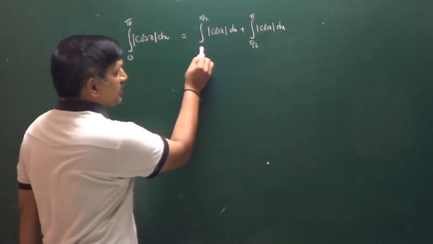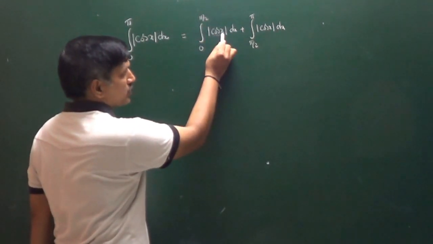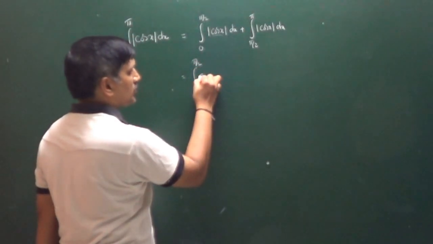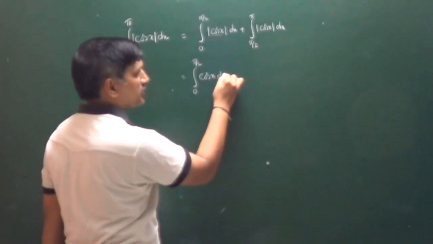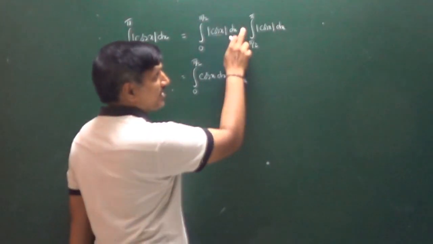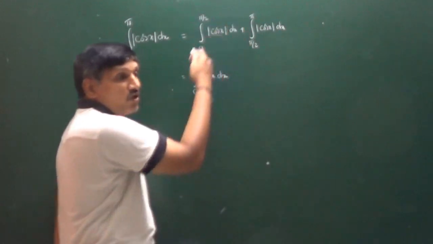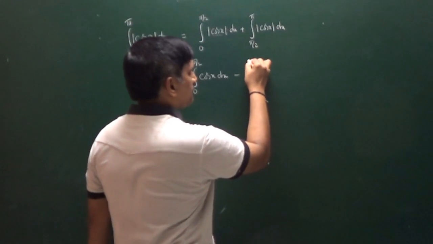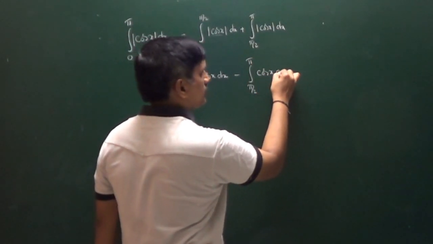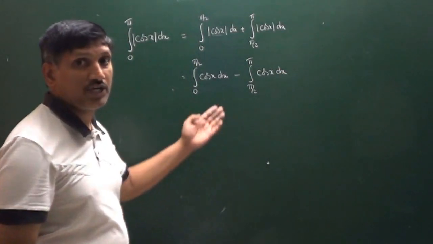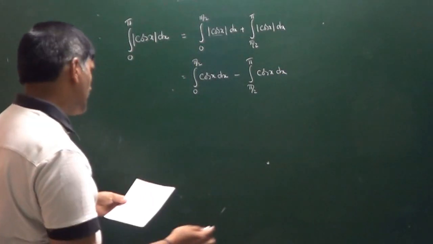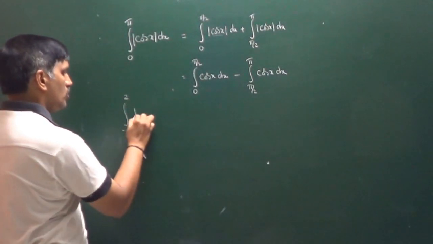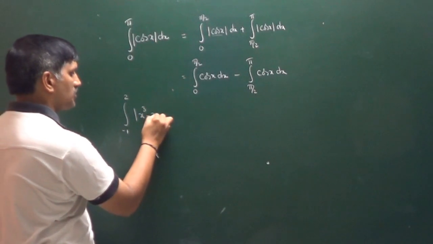Now tell me, between 0 to pi by 2 it is positive. That's why we write integral 0 to pi by 2 cos x dx. Now we can do the integration of that. Whereas pi by 2 to pi means the second quadrant, where cos is negative. That's why minus integral pi by 2 to pi cos x dx, right? So now we can integrate and apply the limits. There is another problem here. The problem is given in this way: integral minus 1 to 2 modulus of x cube minus x dx.